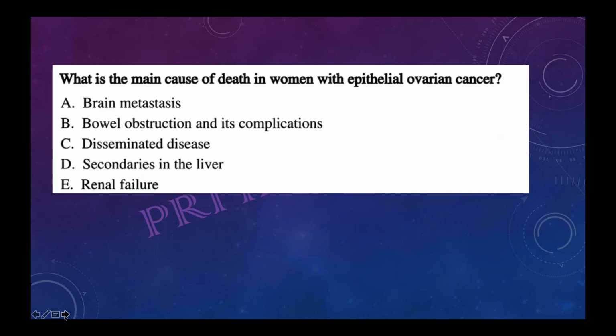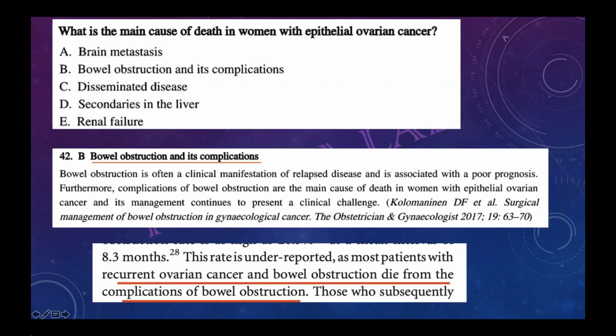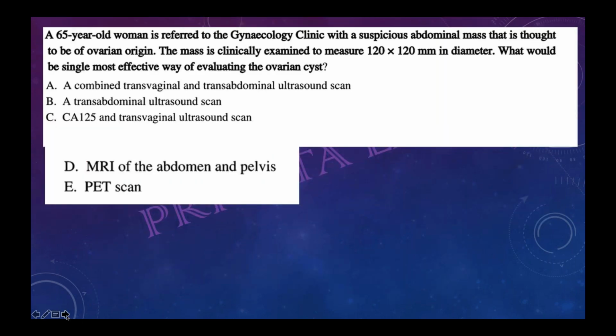What is the main cause of death in epithelial ovarian cancer? Bowel obstruction and its complication. Yes. Most patients with recurrent ovarian cancer and bowel obstruction die from the complications of bowel obstruction. Okay. This is the line from TOG.